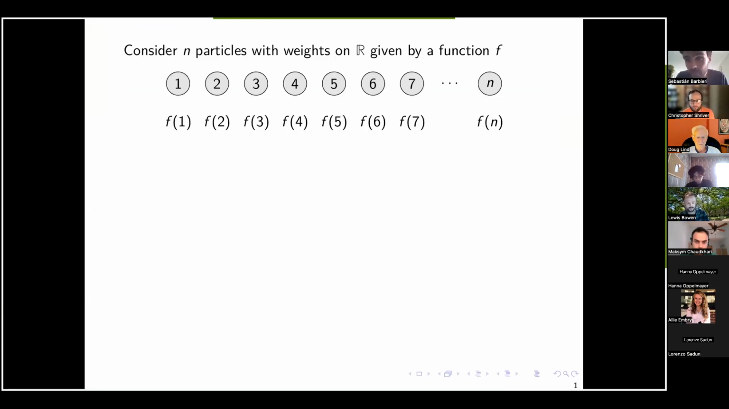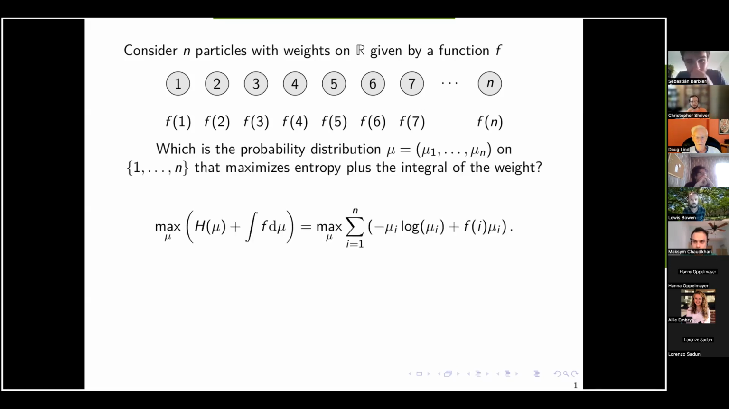So I want to start with a very simple toy problem to motivate what I'm going to say afterwards. Let me consider n particles or balls, 1, 2, 3, up to n, which have some weights given by some function from 1 up to n to the reals. All right, so I have these little n balls, and each one of them has some real weight. It could be a negative weight, I don't care. And I'm going to ask something very simple. What's the probability distribution on these particles that maximizes the entropy plus the integral of the weight?